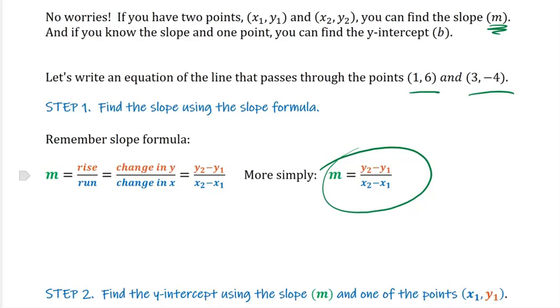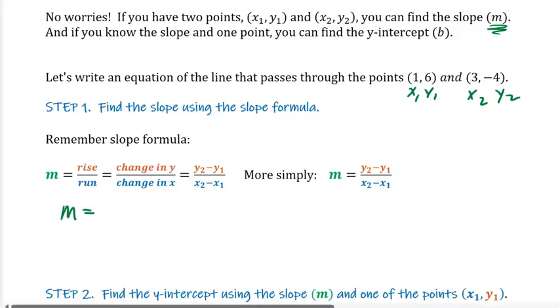Now, what we have to do is label our 2 points, all right? This is going to be x1, y1, and this is going to be x2, y2. Now that we have our points identified, we can use the slope formula. So m equals, all right, y2 is negative 4 minus y1, which is 6, over x2, which is 3, minus x1, which is 1.